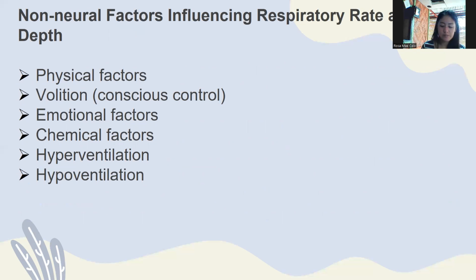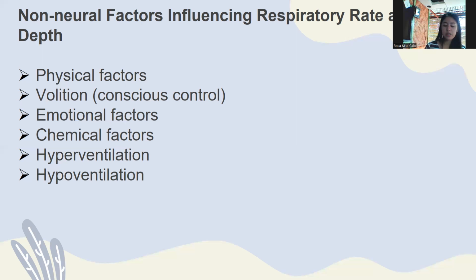For the non-neural factors influencing the respiratory rate and depth, first are the physical factors. Although the medulla respiration center sets the basic rhythm of breathing, there is no question that physical factors such as talking, coughing, and exercising can modify both the rate and depth of breathing, as well as increased body temperature, which increases the rate of breathing. Second is volition, or conscious control, which means that voluntary control of breathing is limited. The respiratory centers will simply ignore messages from the cortex when the oxygen supply in the blood is getting low or blood pH is falling.